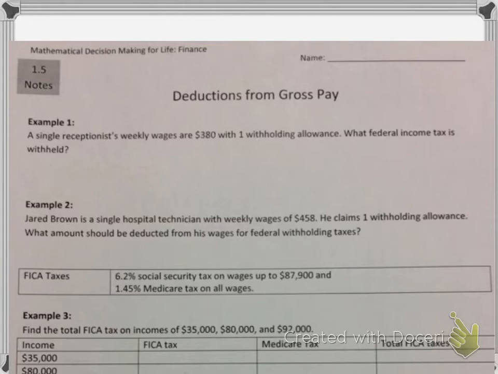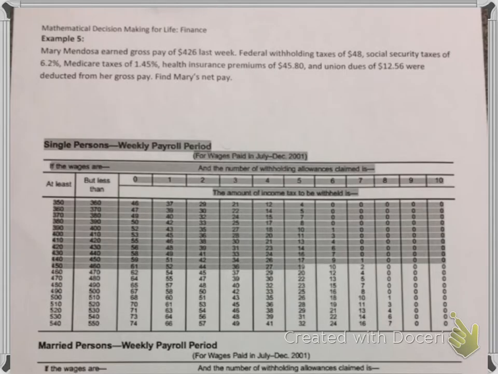So example 1, it says a single receptionist's weekly wages are $380. She has one withholding allowance. She was single. What federal income tax is withheld? So we're looking for the chart that says single. We're looking for the column in the chart that says one withholding allowance for $380. So single and one withholding allowance is right here. And then we're going to look for $380.